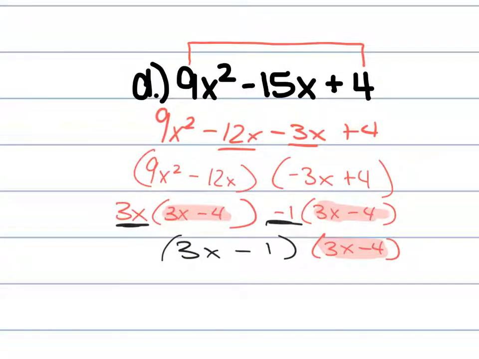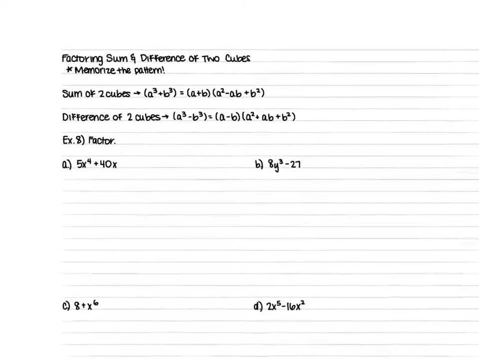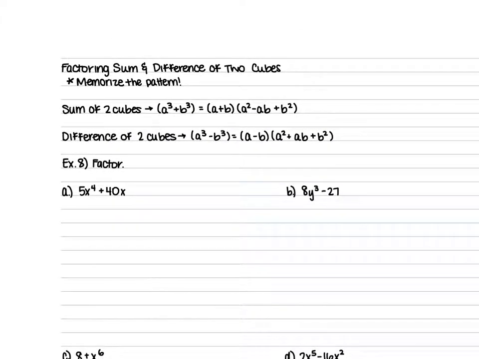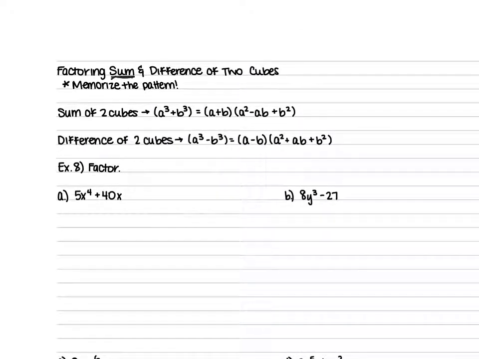Okay, our last ones that we're going to do, this is the last type of factoring for this lesson, is called factoring the sum and difference of 2 cubes. So they can be sum or difference in this case, and the 2 things that we're going to be dealing with are cubes. Like something to the 3rd power. That's what we're going to be looking at here.